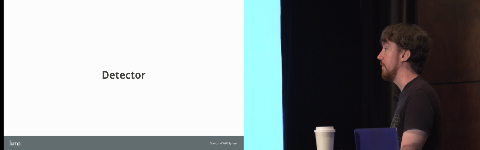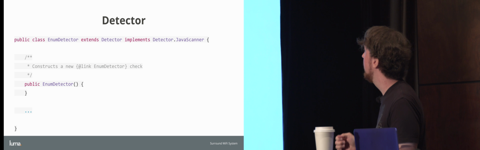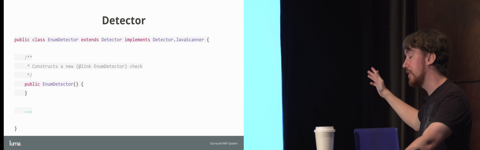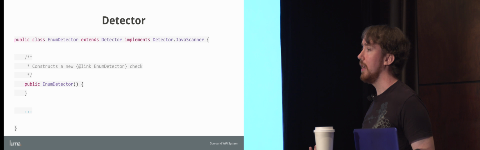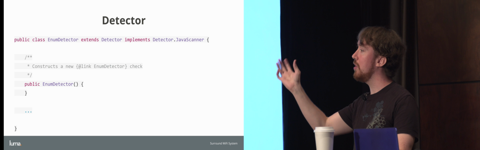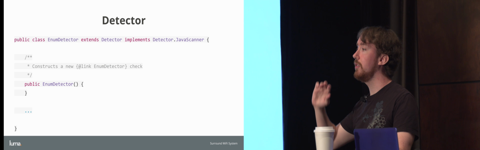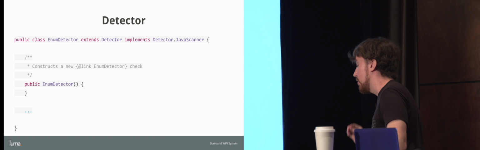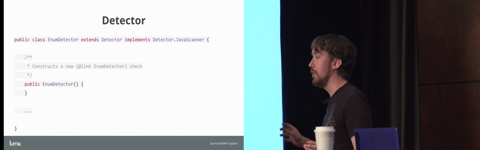So here's what our detector looks like at a simple level. I'm going to call it enum detector because it's looking for enums. It extends the detector class as part of the lint API. But most importantly, it implements a scanner. Now, the scanners are interfaces that give you hooks into different slices of code. With Java, we're going to use the Java scanner, and it's going to be using the Lombok API for creating a tree of our Java code and then going through it step by step. So this scanner class will allow us to hook into different pieces of our code.